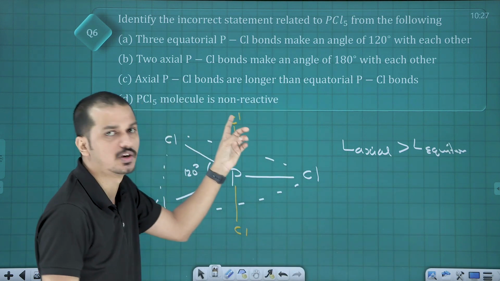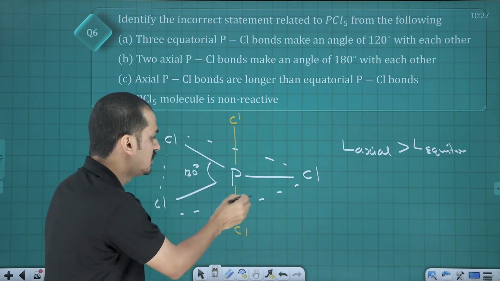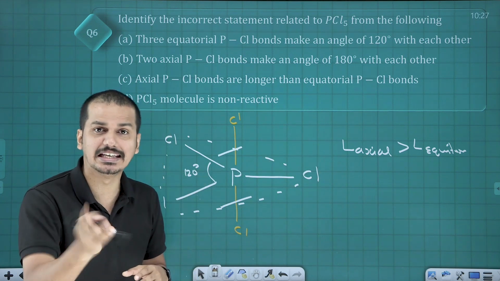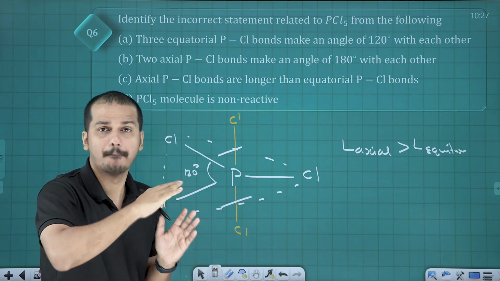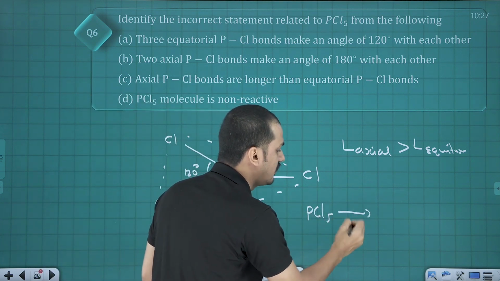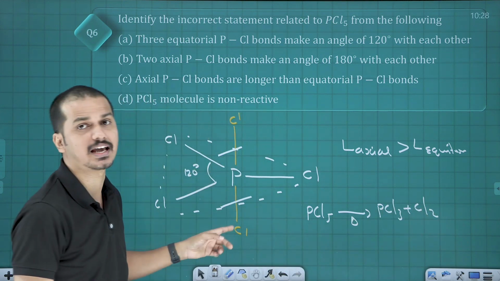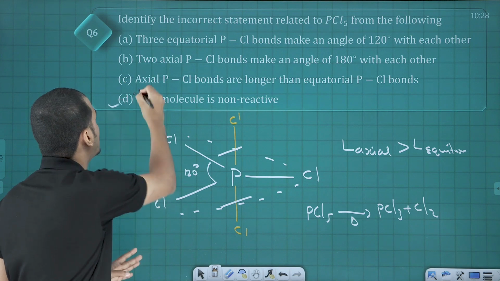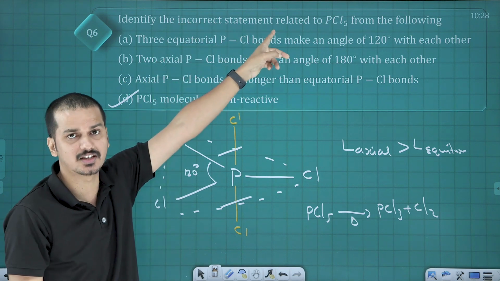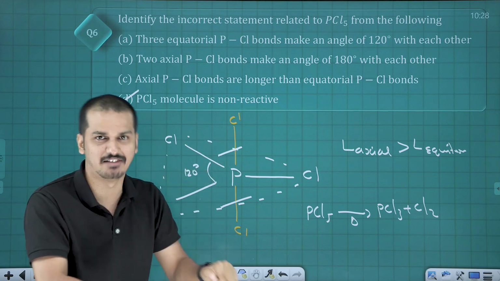PCl5 molecule is non-reactive. That is wrong. Here, the length of axial is more, which means it is easy to break. So whenever you are heating this one, PCl5 will break. Those 2 Cl bonds will break. PCl5 is highly reactive, and when you heat it, it will become PCl3 plus Cl2. These two bonds can easily break. So the wrong one is D. They are asking about the incorrect statement. They are saying that the molecule is non-reactive. No, the molecule is reactive.